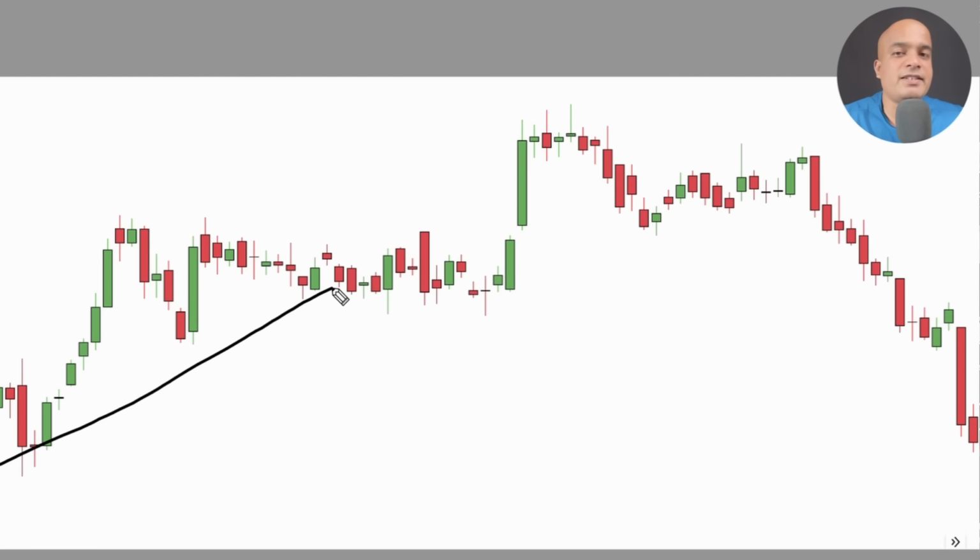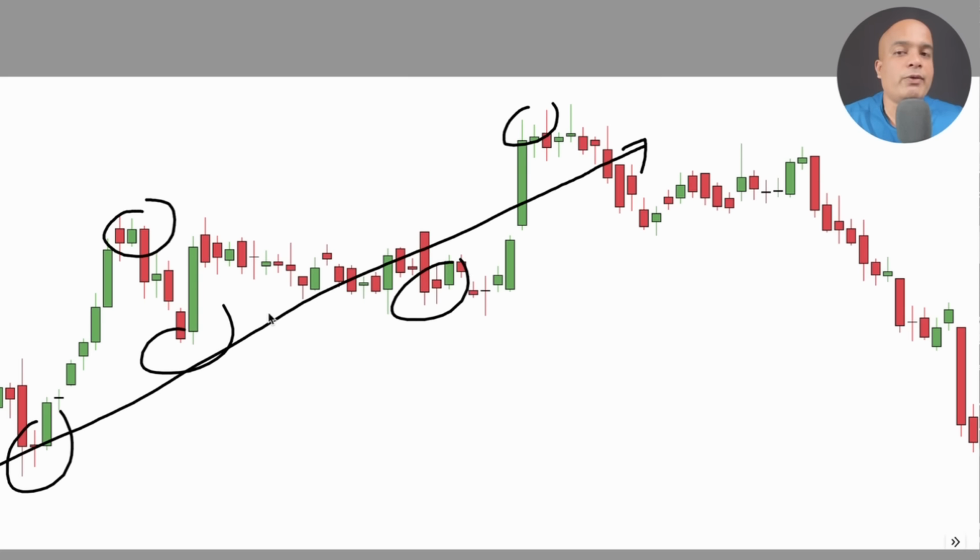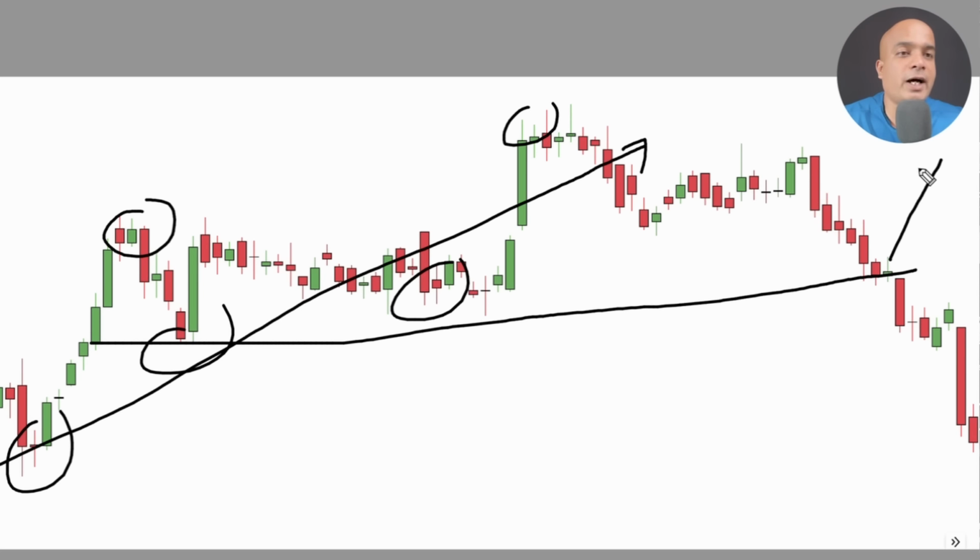In this case, the price is in a strong uptrend. Every time it made higher highs and higher lows. But when the price came near the support trend line, instead of bouncing on the upside, it broke the support trend line and it went downside. Do you know what is the reason behind this?